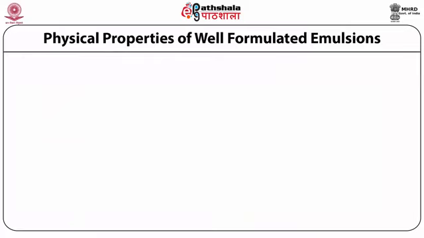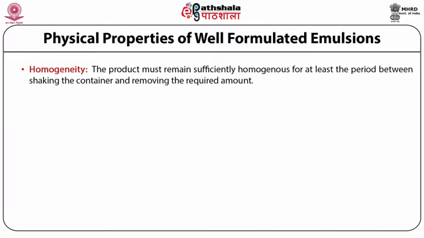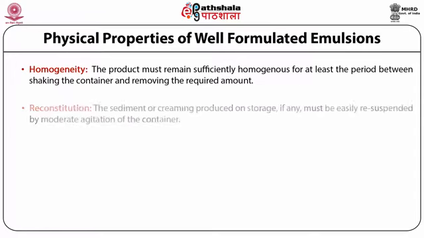Physical properties of well-formulated emulsions. First property, homogeneity. The product must remain sufficiently homogeneous for at least the period between shaking the container and removing the required amount. Second, reconstitution. Any sediment or creaming product on storage must be easily resuspended or re-emulsified by moderate agitation of the container, in order to maintain the uniformity of the dosage form.